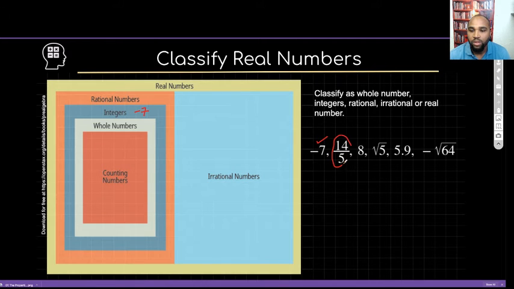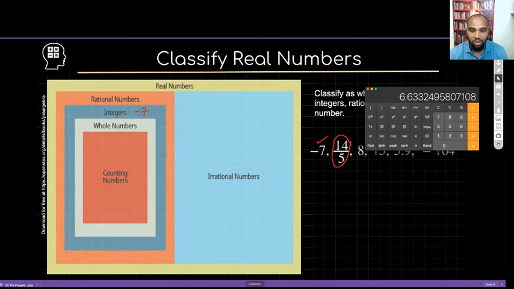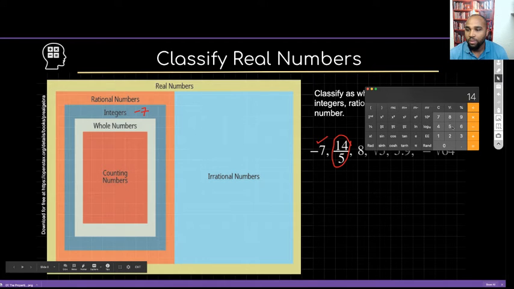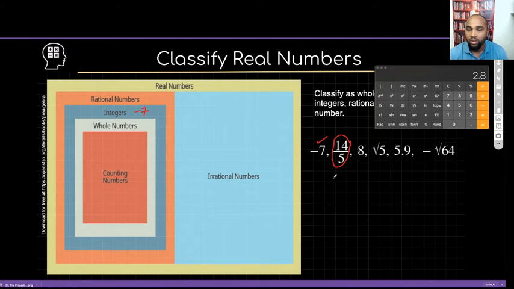What about this one here? 14 over 5. Where would that one go? Well, it's definitely not a counting number. It's not going to give me a whole number. It's not a whole number like 0, 1, 2, 3, 4. It's not an integer. It looks like it's going to be a decimal. Like if I divided these two, 14 divided by 5, I get 2.8. So it's actually 2.8. It's not going to be an integer. It's rational, yes, because I can make a fraction out of it, as you can see here.